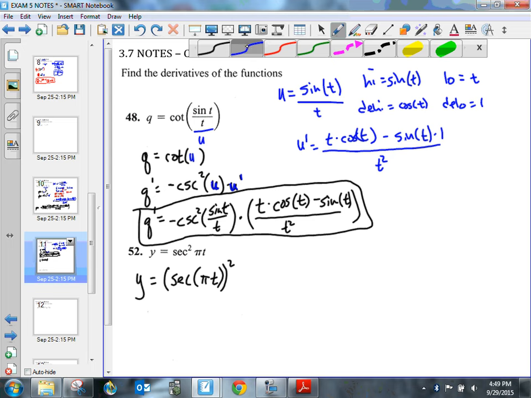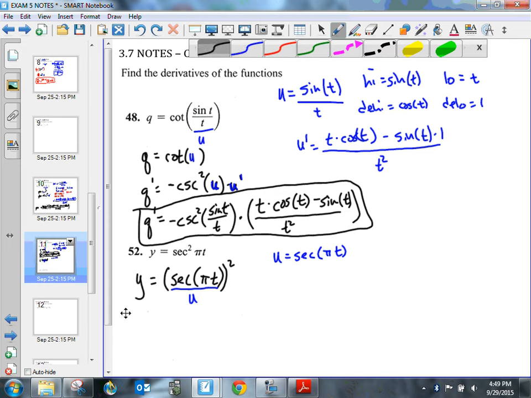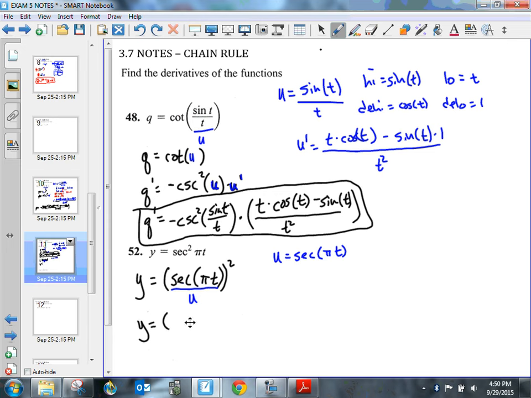So what I need to do is identify what those are. My first one, I'm going to call my u. So I'm going to let u equal secant of pi t. And so I'm going to rewrite my y as y equals the quantity u squared. And then this is my u. And so if I wanted to find y prime, then y prime is equal to 2 times u to the first times u prime. So let me write that in there with blue. So 2u times u prime.